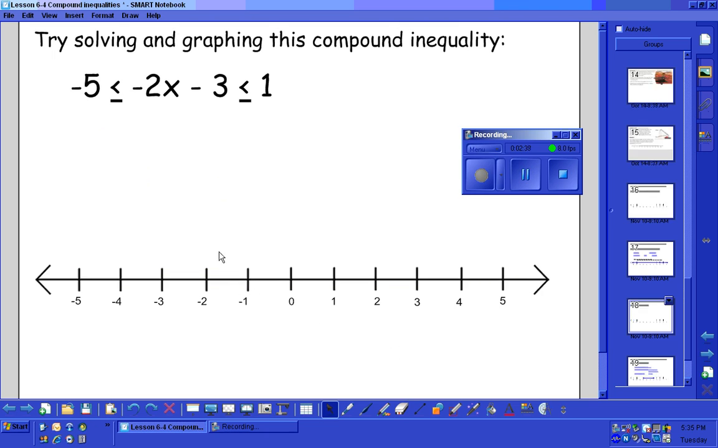Now try solving this compound inequality. Notice it is a three-part inequality. This would have been an AND statement. Pause the video, try this one.